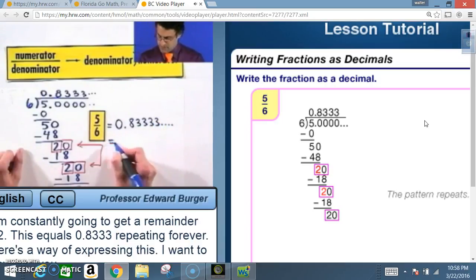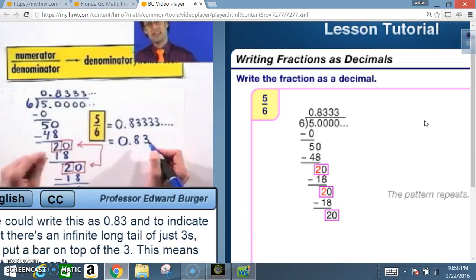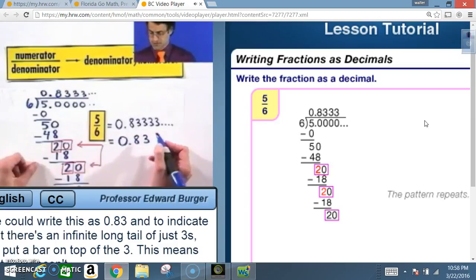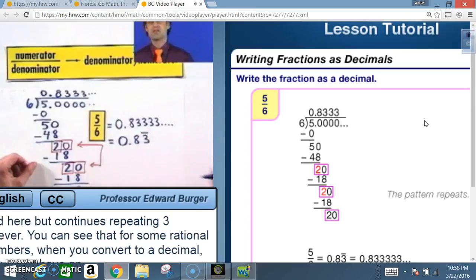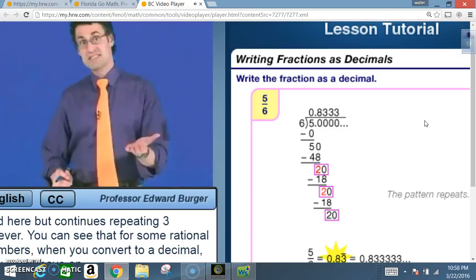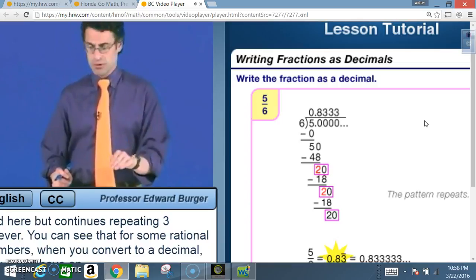There's a way of actually expressing this. I want to show it to you. We could write this as 0.83, and to indicate that there's an infinitely long tail of just 3's, we put a little bar on top of the 3. That means that this doesn't end here, but in fact continues repeating 3 forever.